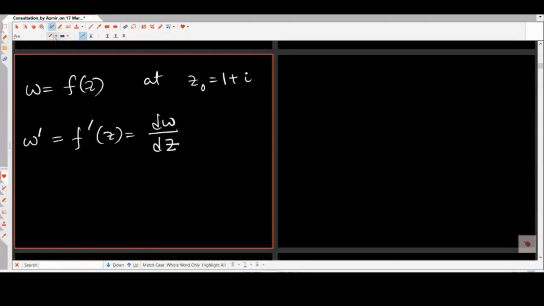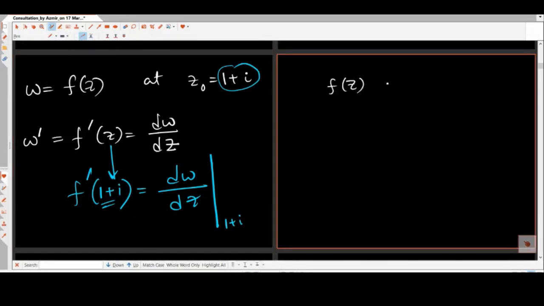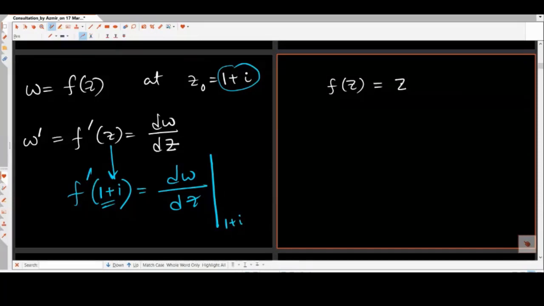If we want to find the value of the derivative, it can be denoted this way: f prime of 1 plus I will be dw dz at 1 plus I. So we can use this notation also. That means we are targeting the value of the first derivative. Suppose for now I am writing directly. We have a function, for example, f of z equals z squared.